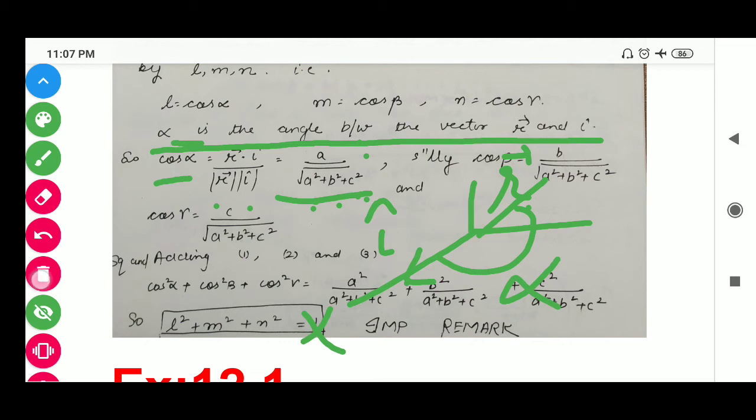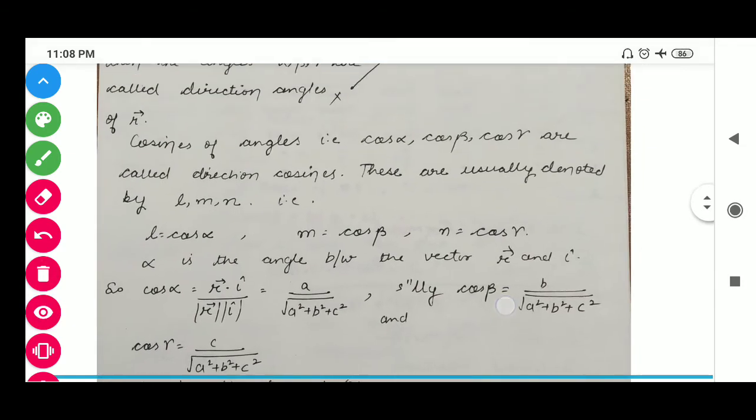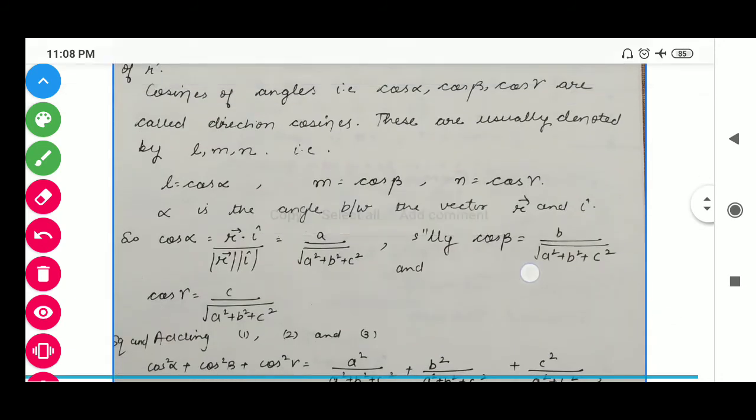In the same way, cos beta is equal to b over under root a square plus b square plus c square. Similarly, we have cos gamma, c over under root a square plus b square plus c square. By adding these three results, we get l square plus m square plus n square is equal to 1. This is an important remark, but students, here you have to understand properly what are direction ratios and what are direction cosines.